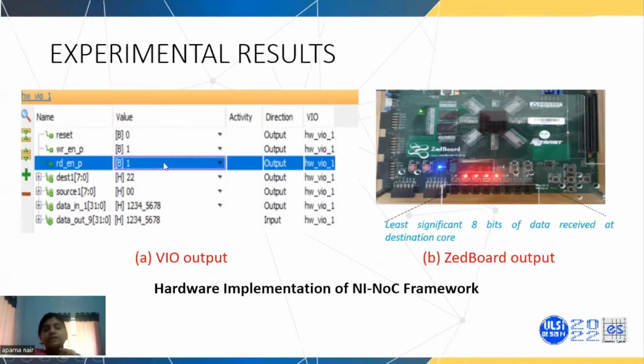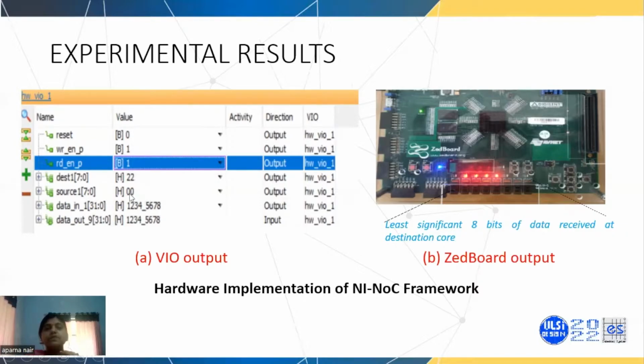These experimental results show the data sent from processing element 1, or RISC-V core 1, to RISC-V core 9 on a 3x3 mesh network. The data sent from the first RISC-V processor and received at the destination RISC-V processor is shown here in the hardware VIO, virtual input output. The first RISC-V core is doing a write transaction, and the destination RISC-V is supposed to do a read transaction. Those two signals are enabled high, and the destination address and source address are given as per the assigned addresses.